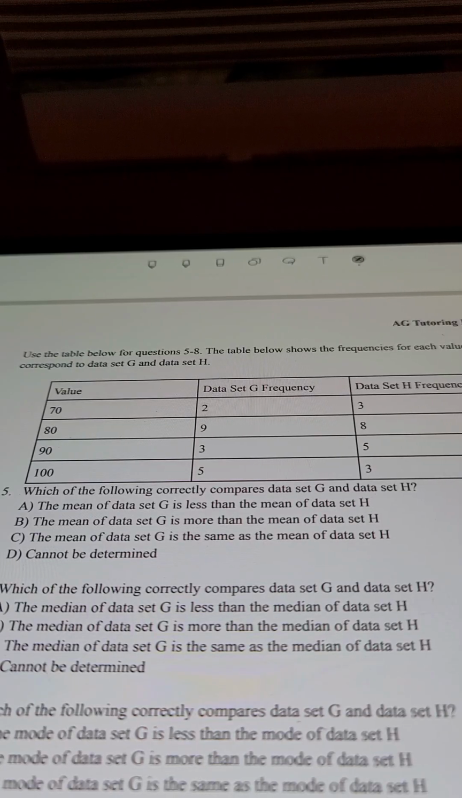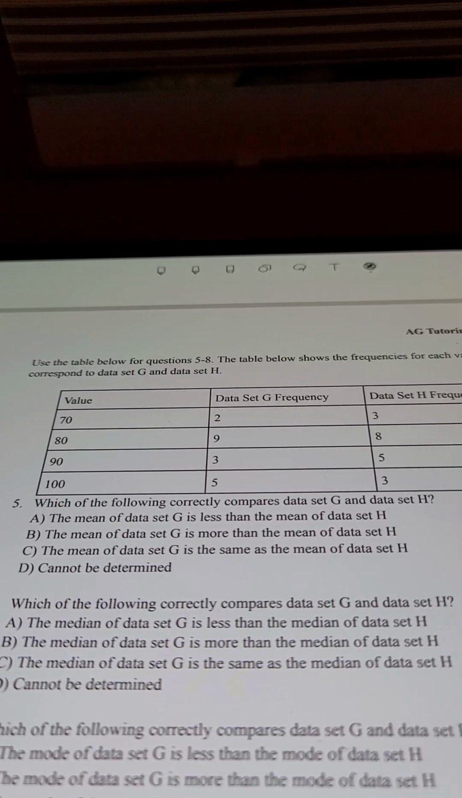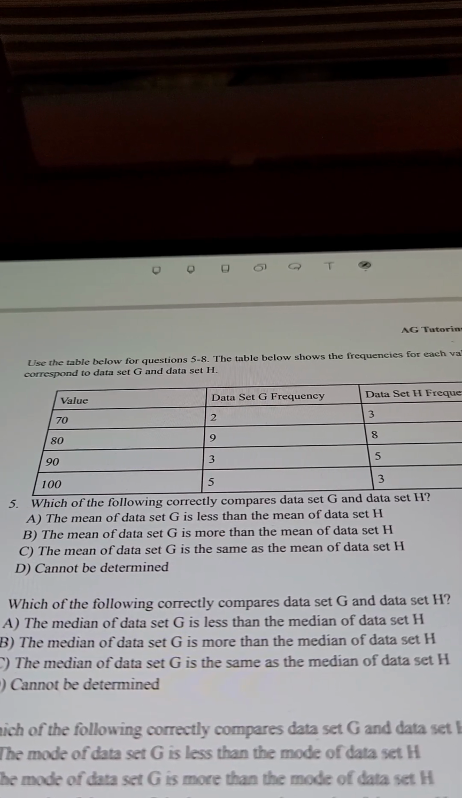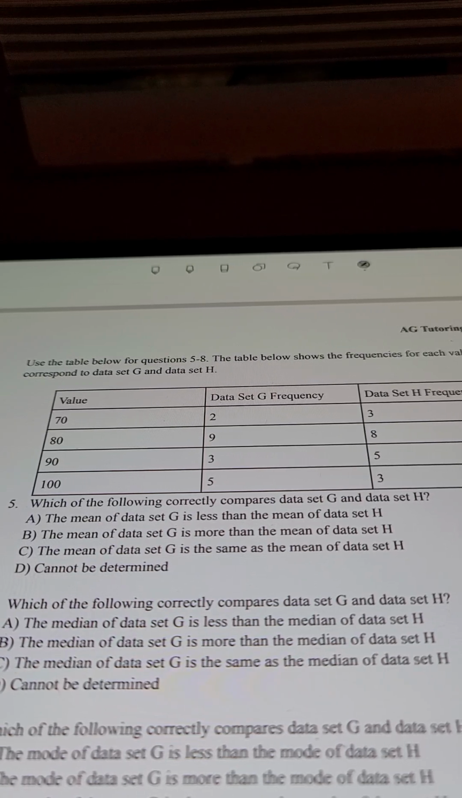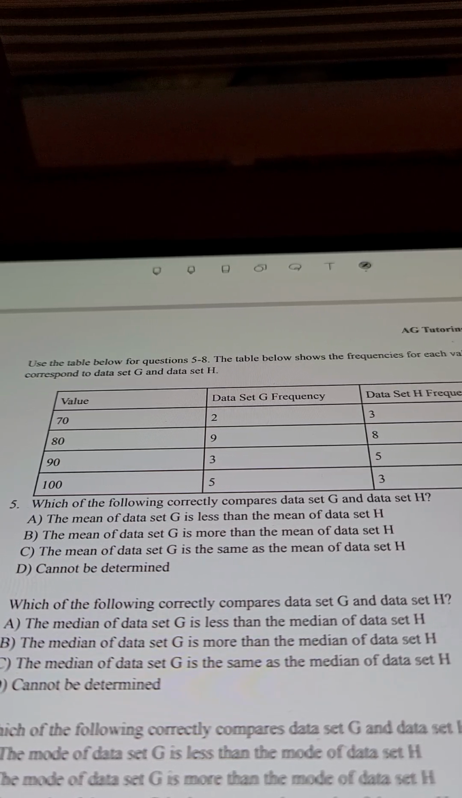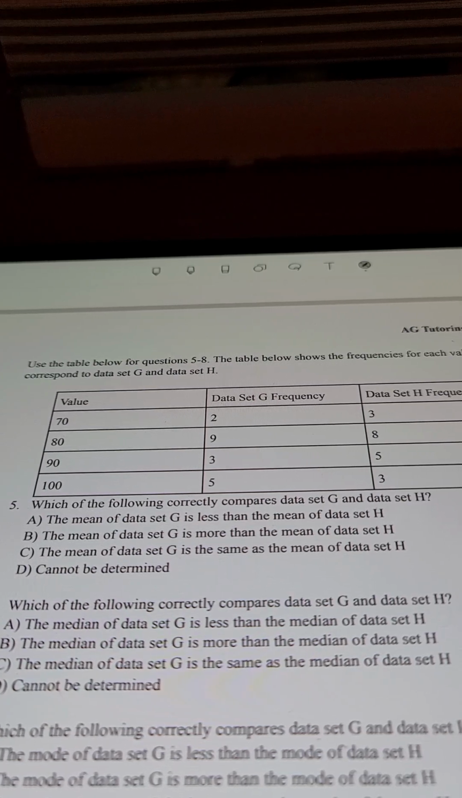So let's start by finding the mean of dataset G. You can add up 70 plus 70 plus 80 plus 80 plus 80 and so on and so forth. But an easier method is just to multiply the value times the frequency, and then do the same thing to the next row, where you multiply the value times the frequency again. So this is what it would look like.